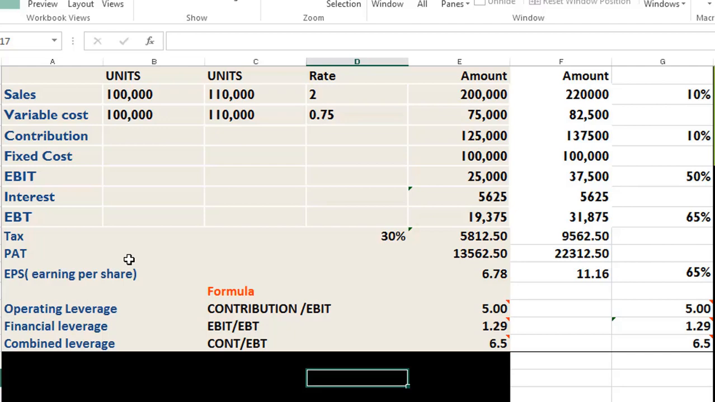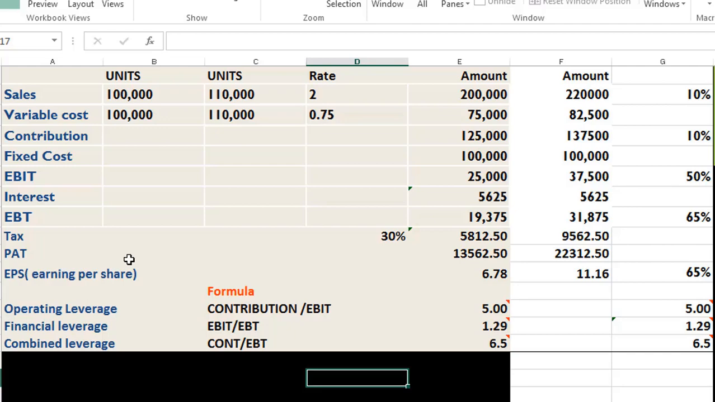Now the variable cost, since it is 75 paisa per unit, the total variable cost will be 82,500. The contribution will be sales minus variable cost, so that will be 1,37,500. Now the fixed cost remains the same, that is 1 lakh. So the earning before interest and tax goes up to 37,500. Now if you look at the EBIT, it has gone up by 50%. Though the sales or revenue of the company has gone up by 10%, the operating profit of the company has gone up by 50%.